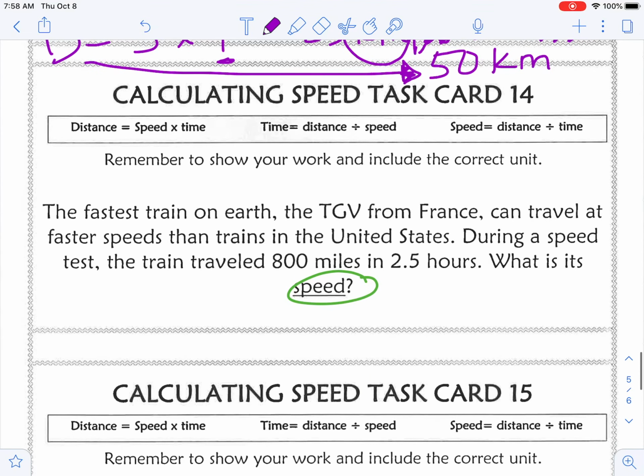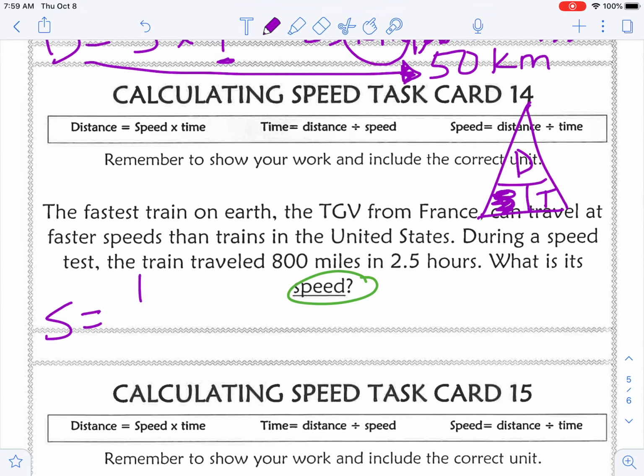Okay, number 14. The fastest train on Earth, the TGV from France, can travel at faster speeds than trains in the United States. During a speed test, the train traveled 800 miles in 2.5 hours. What is its speed? All right, let's write our distance, speed, time triangle, and I'm finding speed.